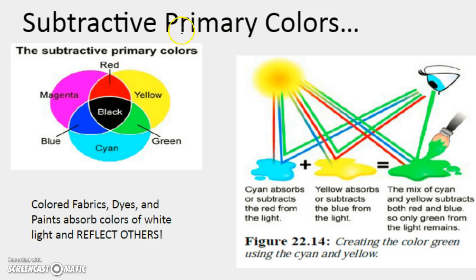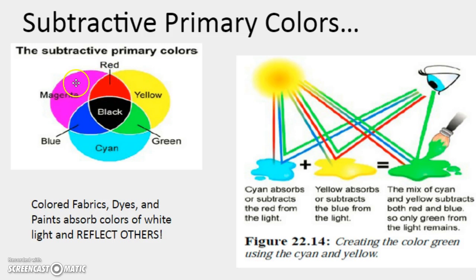So here we look at the subtractive primary colors and the subtractive process. Magenta, yellow, and cyan are your primary colors in the subtractive process. And therefore red, green, and blue are the secondary colors in the subtractive color process. And if I mix a primary and a secondary, I get black. It means that all colors are absorbed. So magenta's complement is green, and yellow's complement is blue, and cyan's complement is red.